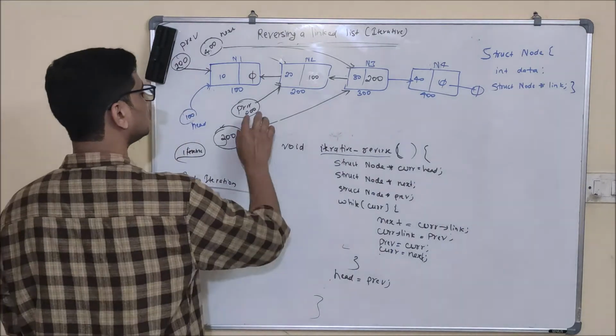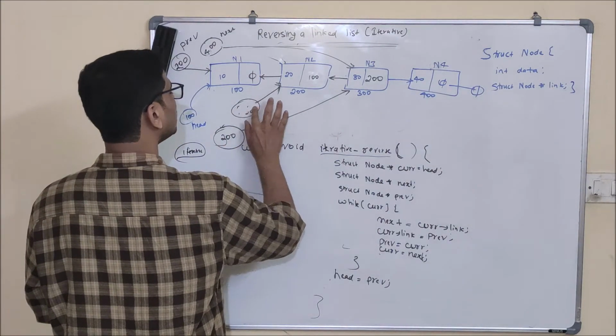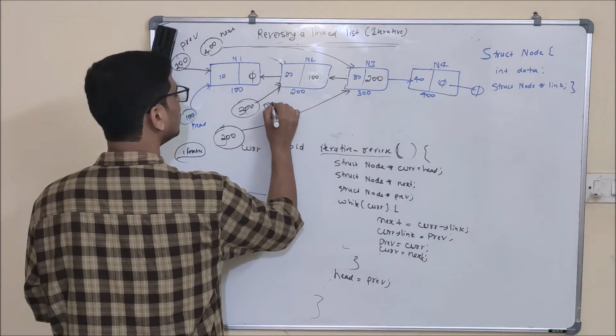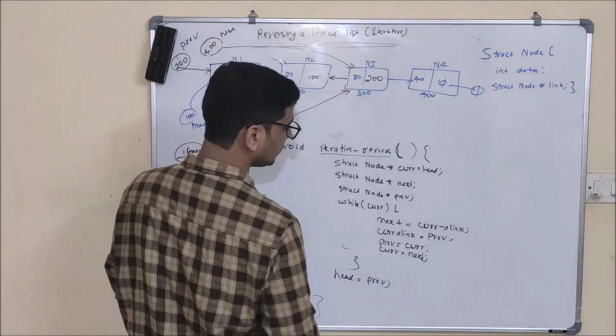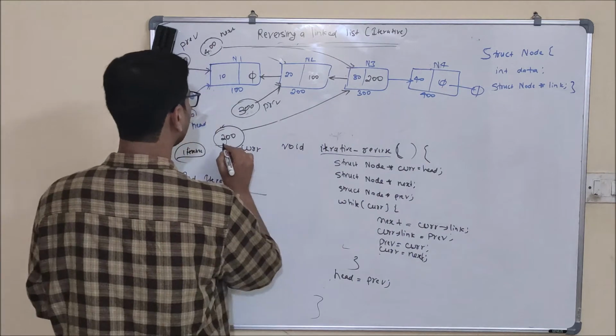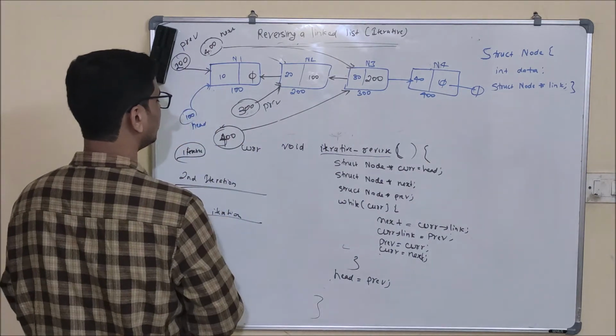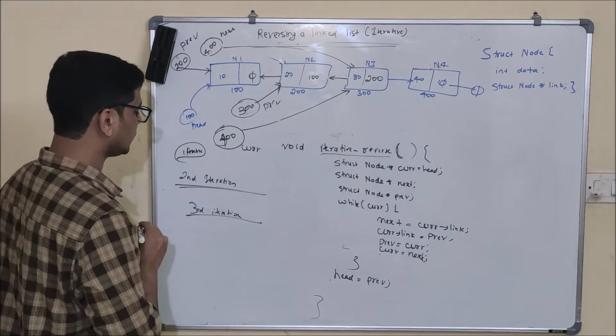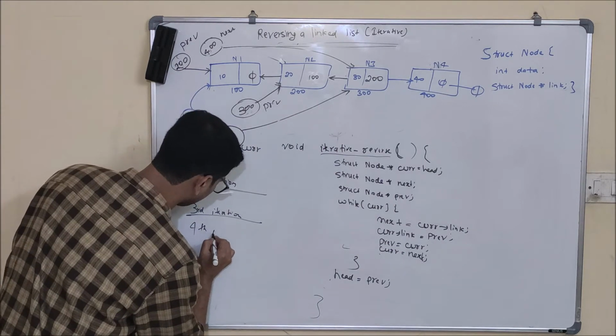previous will be updated to current. That is we are going to update this previous to 300. After that current will be equal to next. Current will be updated to 400. So this is what is going to happen in third iteration. And after that we will come to fourth iteration.